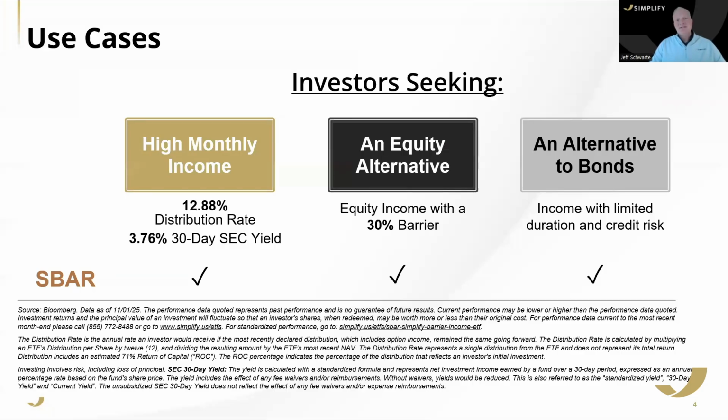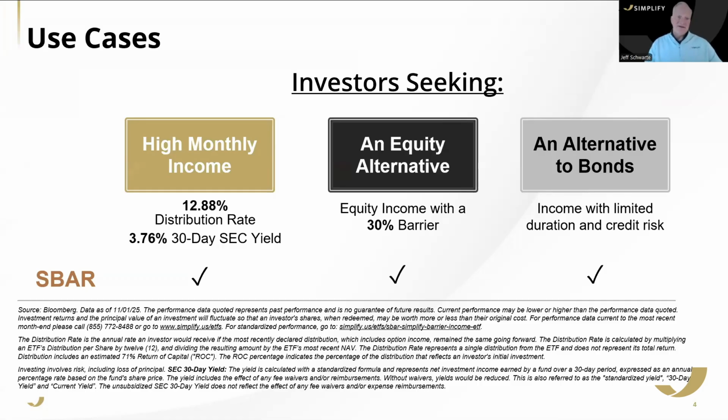As far as the use cases are concerned for investors, we see three use cases that investors consistently ask us about. Number one is they're seeking high monthly income. So again, 12.88% has been the realized distribution rate since inception. Every month since launch, we've distributed 28 cents a share. We also see investors looking for an alternative to equities.